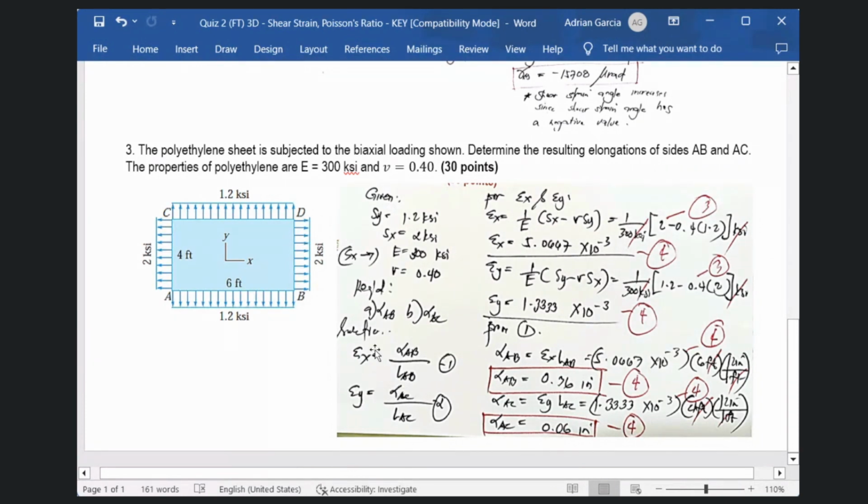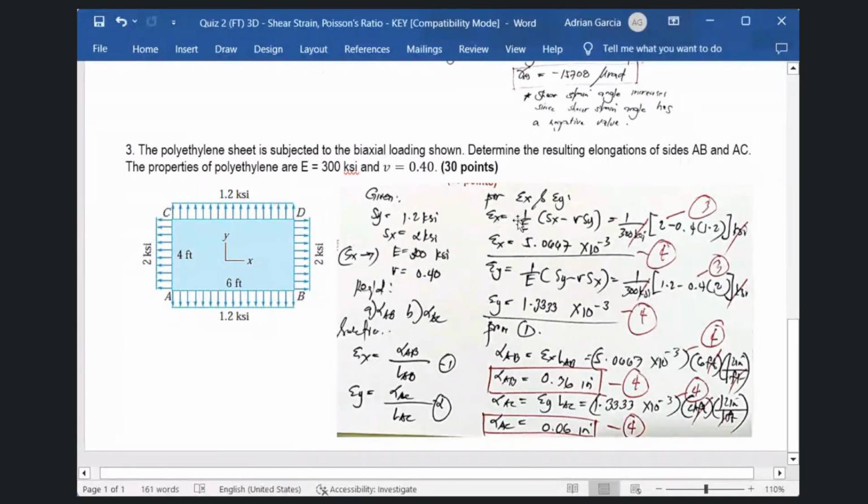Ang formula natin to get the required elongations using our main formula, which is strain at X, elongation at AB over LAB. Kung susundin ng ating axis convention, ang X is along AB at ang AC along Y-axis. So that is just strain at X, elongation at AB over LAB. And for Y naman, elongation at AC over LAC.